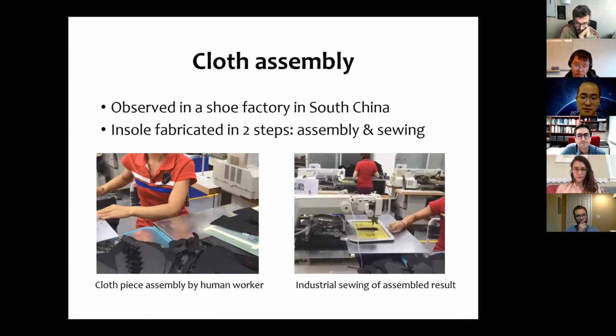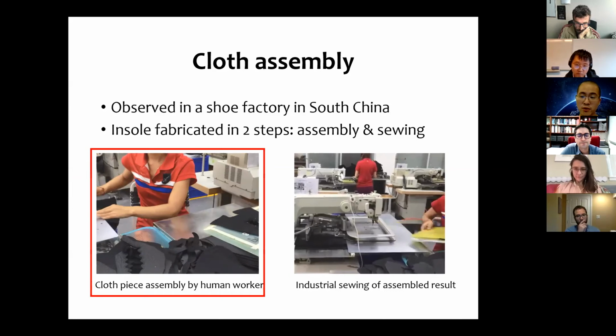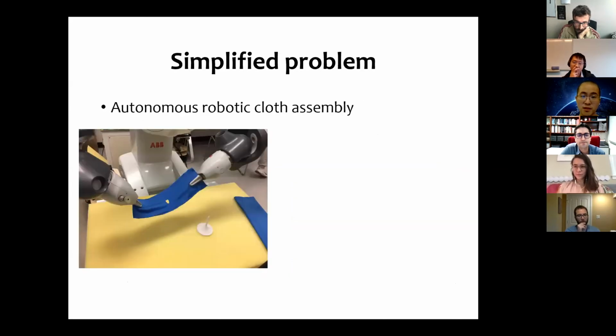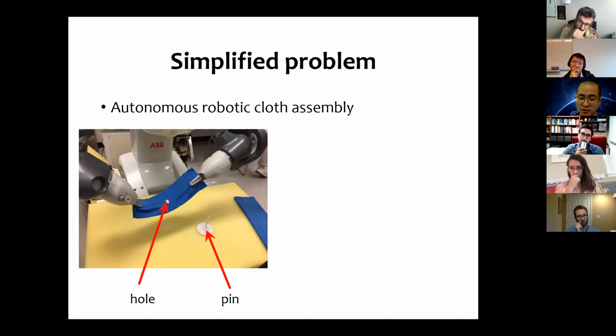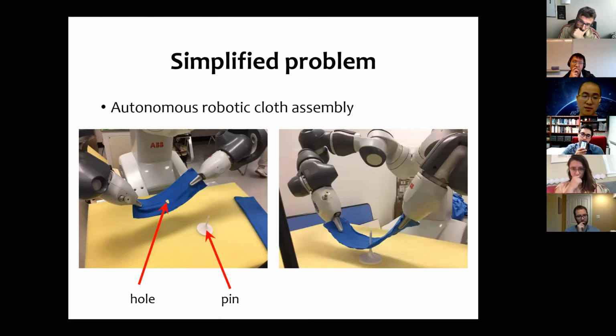So that's the case. What we want to do is, how can we make robots achieve the left task? First of all, we simplify it into something that we can do. Basically, we think this is a clothes assembly task. We want clothes with some holes so that they can be inserted onto pins, and using these pins we can assemble pieces of clothing together.